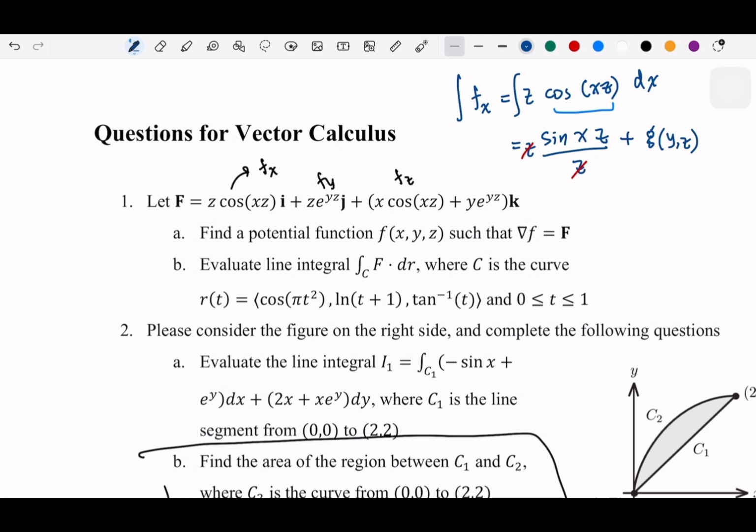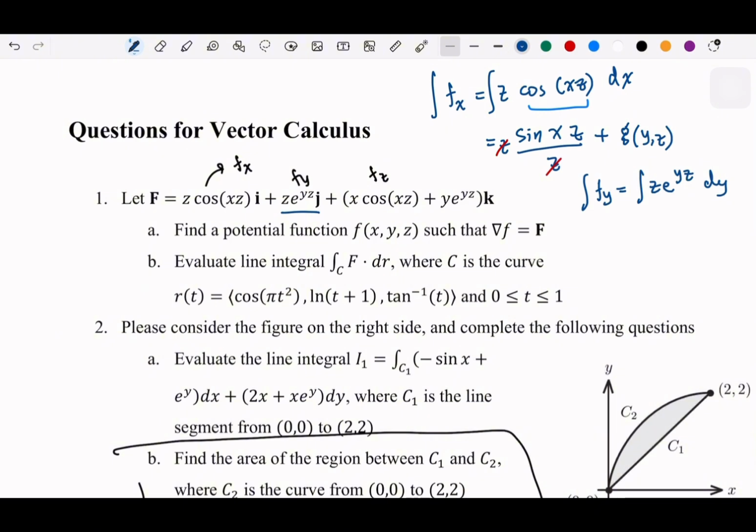Now we can check the other part as well. For example, we can partially integrate the partial y. For example, we can take that as the integration of z, e to the power of yz.